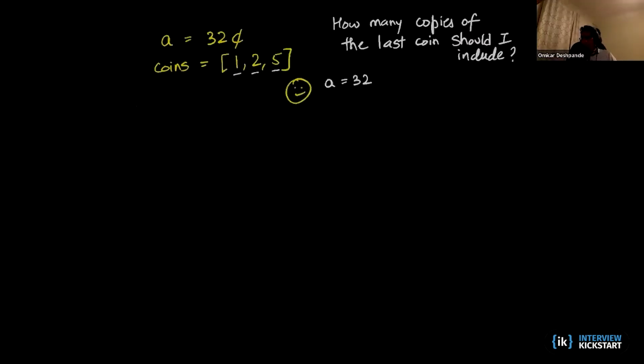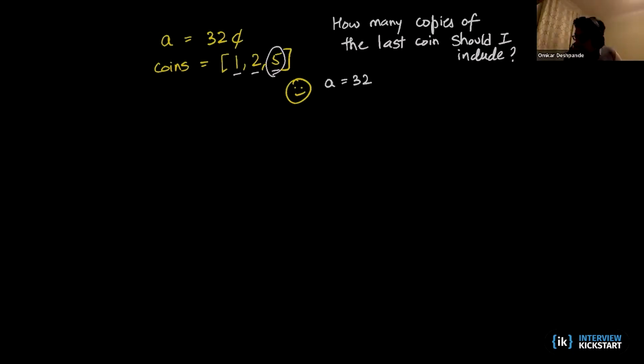So in a similar way, if I have a target amount of 32, how many copies of the last coin? So let's say the last coin is 5 for me. It could be 1. Doesn't matter what the ordering is. They're all unique numbers. So let's say I focus only on the last coin, which is 5.